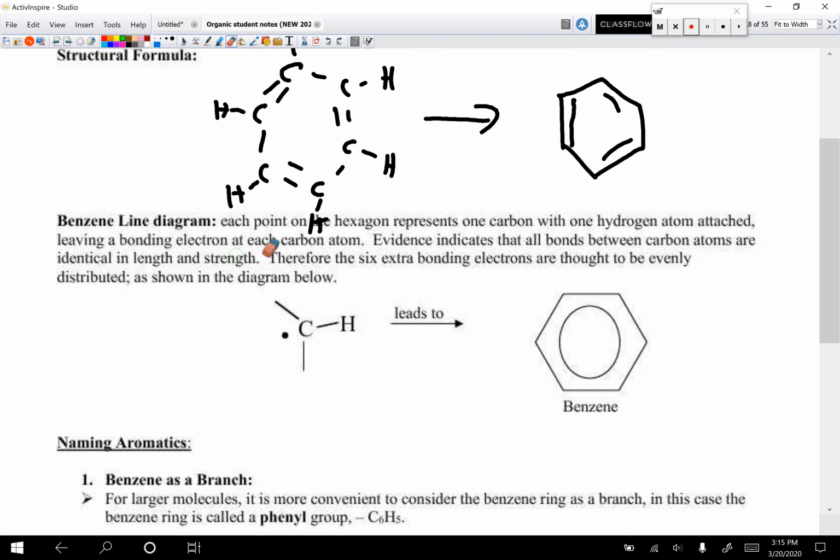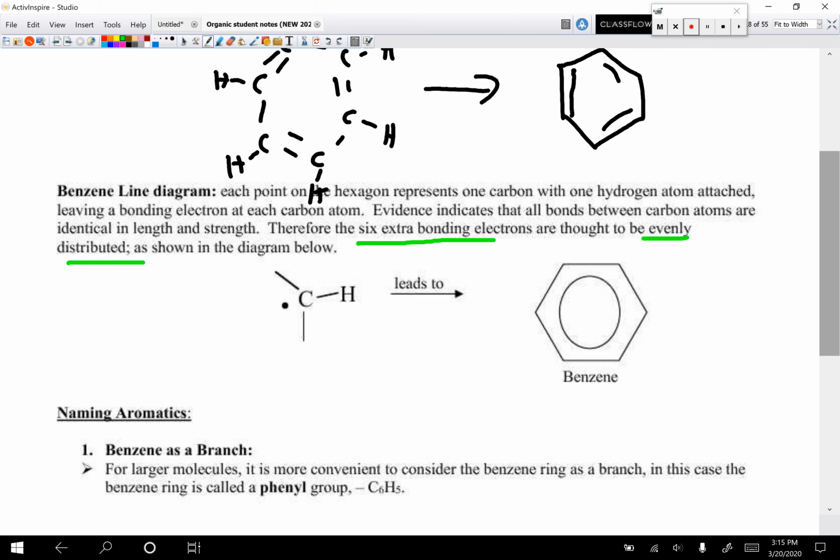Now in our line diagram, each point on this hexagon represents 1 carbon with 1 hydrogen atom attached, leaving a bonding electron at each carbon. Evidence indicates that all the bonds between carbon atoms are identical length and strength. So this is evidence that the 6 extra bonding electrons are thought to be evenly distributed in a line diagram. We'll finish drawing this one out. Right, so we have our carbon, carbon, carbon, carbon, and carbon.